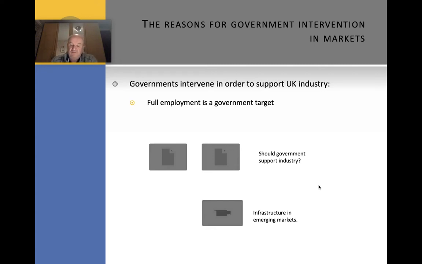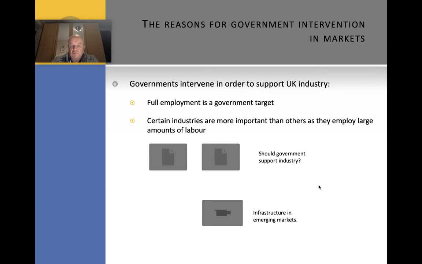Okay, so if we accept that full employment is a government target, then certain industries are going to be more important than others as they employ large amounts of labour. Clearly in that case, the government is likely to try to encourage those industries to employ more people where they can. In some cases, they might provide incentives and also a range of other things.